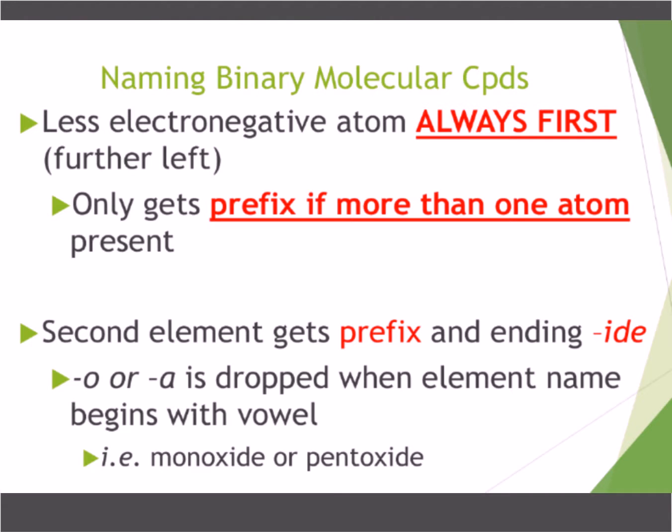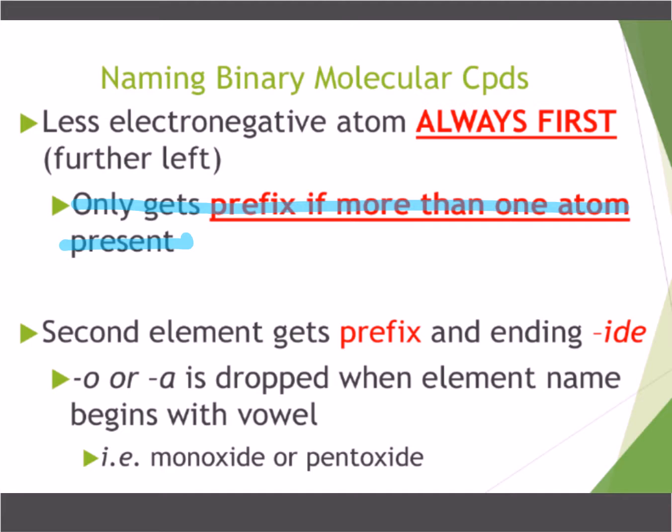So here we go, guys. The less electronegative atom is always first, and this is what I've talked about all along, even going back in the last unit. The element, guys, that is further to the left always comes first. The further to the left on your periodic table. The first element, guys, only gets a prefix if it has more than one atom present. One is mono. But the first one will never get the term mono. So mono will only be used with the second element. It will never be used with the first one. That's what this is saying. So it only gets a prefix if more than one atom is present.